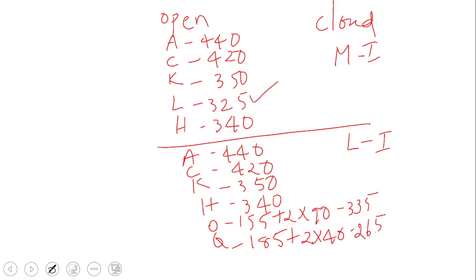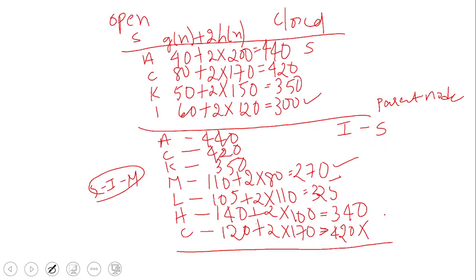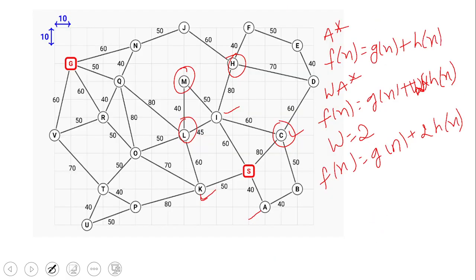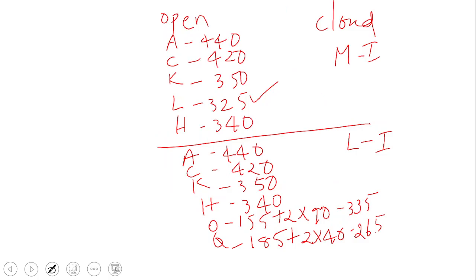If you want to write again K value which is connected to this, what we need to write is S to I, I to L, and L to K. So it is 60 plus 45 plus 60. Previously K is 50 only. Now it is greater. So we are neglecting that one. Now see which is the node having the lowest value. Q is having the lowest value. So move Q to the closed list. Parent of Q is L.